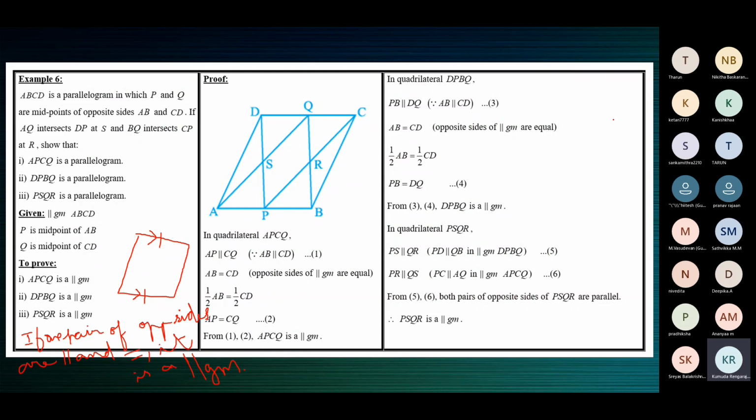So here the property used is: if one pair of opposite sides in a quadrilateral are parallel and equal, then the quadrilateral is a parallelogram.